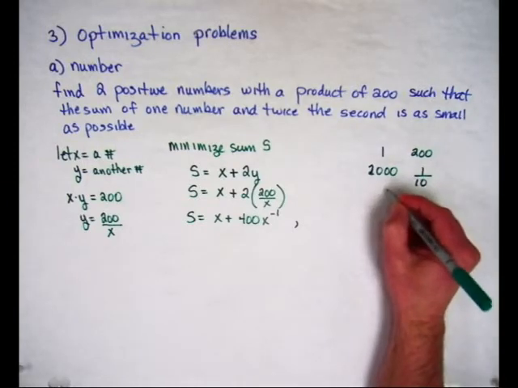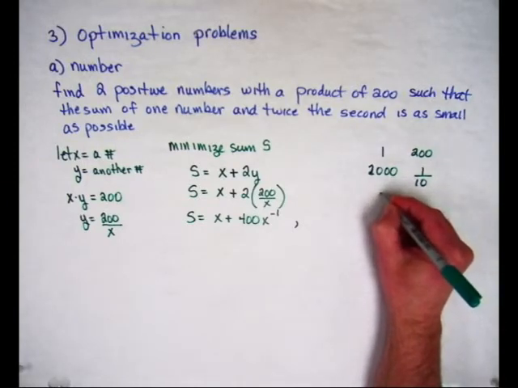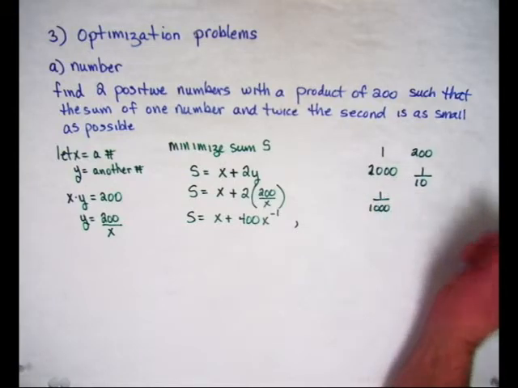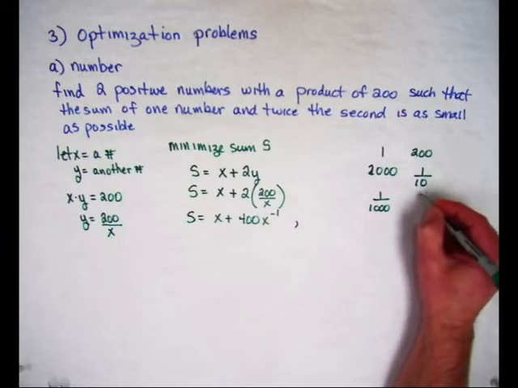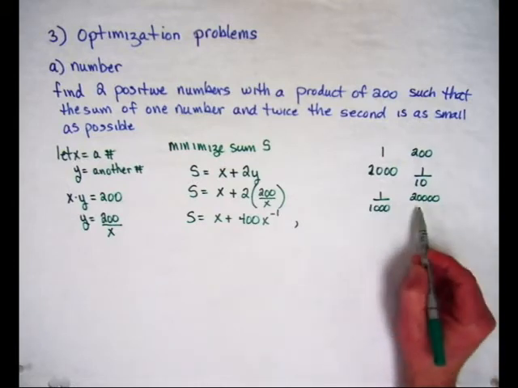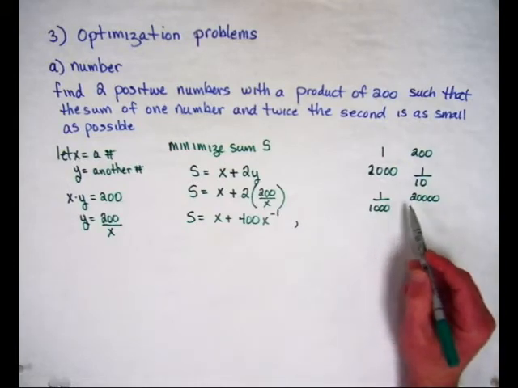You could let x be a really small number. X could be 1 over 1,000. And then you could compensate by making the other number very large. In this case, it would be 20,000. As long as their product is 200, we're allowed to let x be one of the numbers.